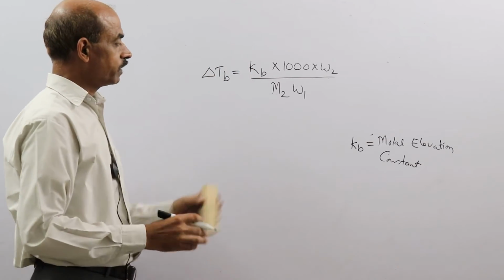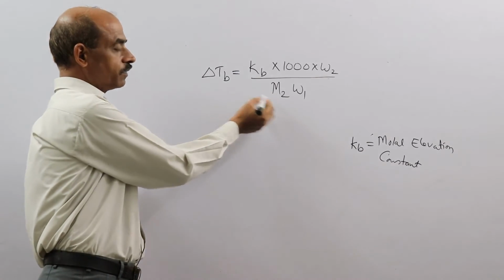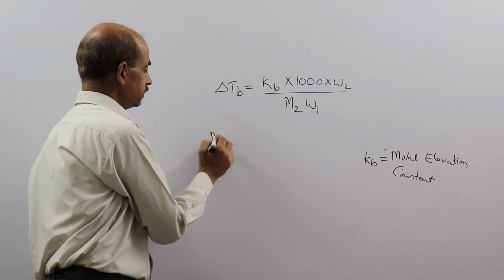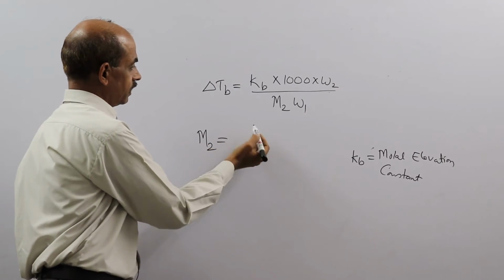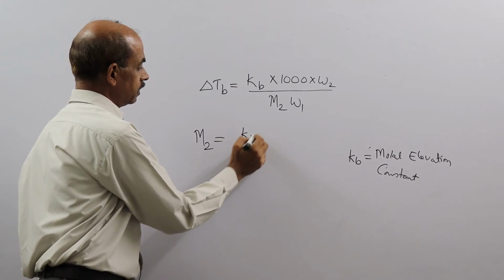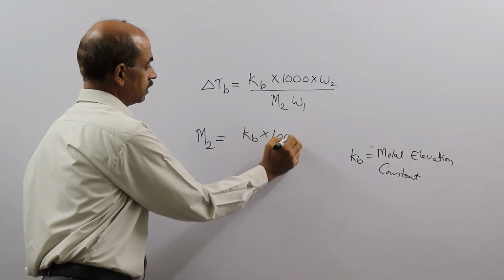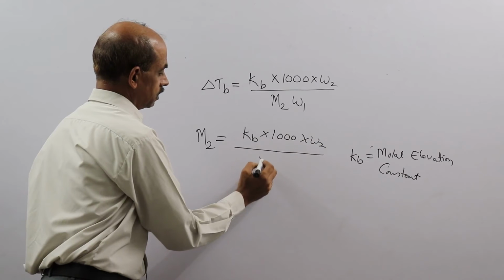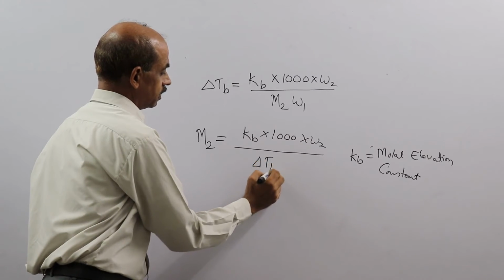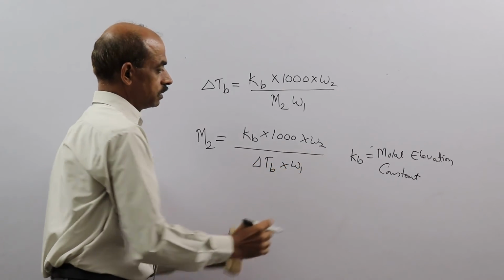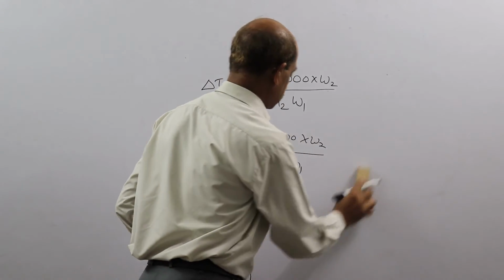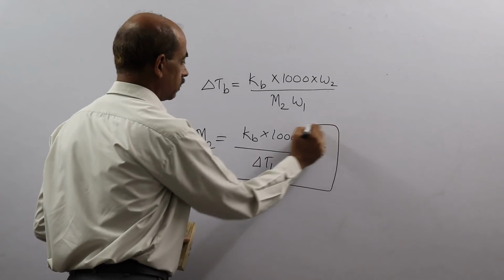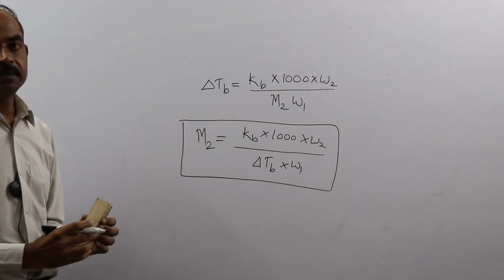And suppose we want to find the molar mass, we can reshuffle the formula. We can take M2 here, and it will be KB into 1000 into W2 upon delta TB W1. So this is the formula for finding the molar mass of the non-volatile solute dissolved in the solvent.